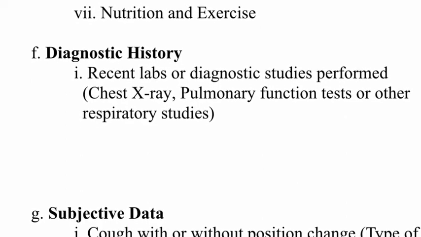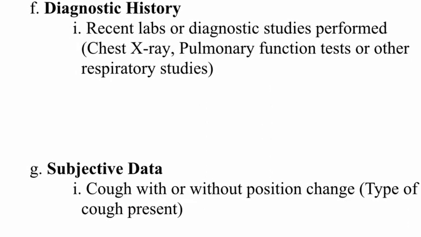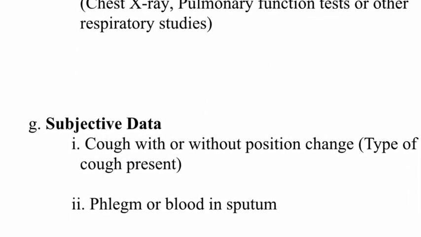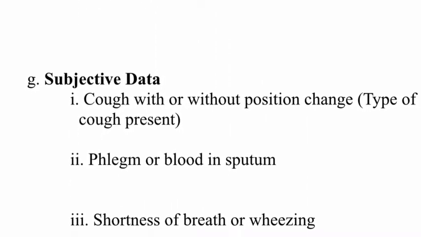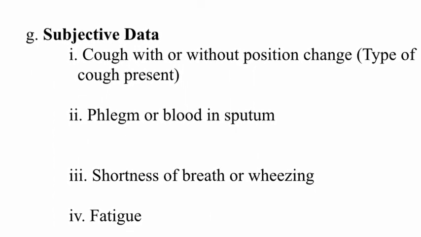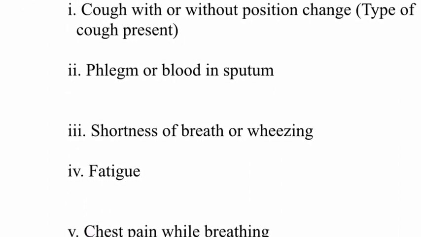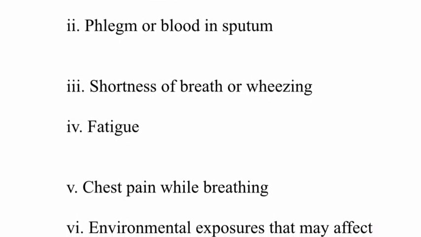And then the subjective data starts by asking the patient about any coughing that consists with or without position changes and the type of cough, if they notice any phlegm or blood in the sputum, any shortness of breath or wheezing, fatigue, chest pain while breathing, environmental exposures that may affect their breathing, their last TB skin test or chest x-ray, and their last pneumonia vaccination.